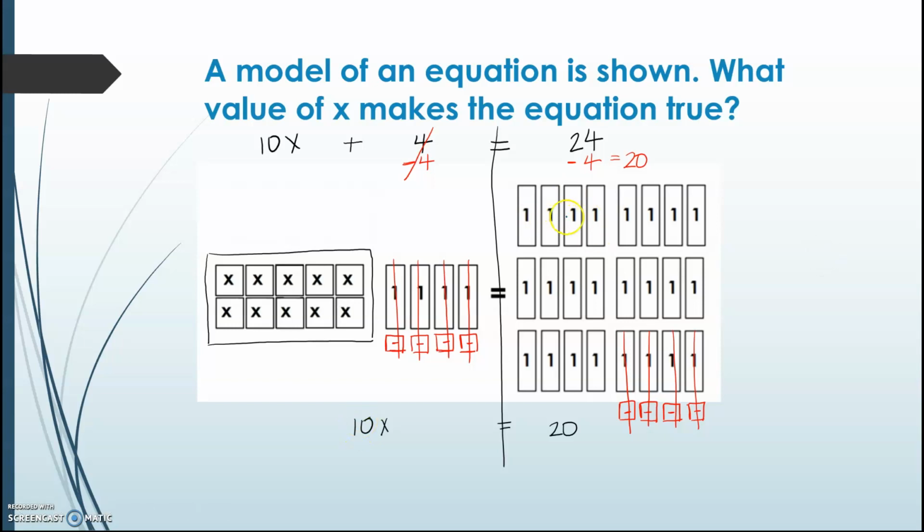So I have 1, 2, 3, 4, 5, 6, 7, 8, 9, 10. So that was 1 time. 1, 2, 3, 4, 5, 6, 7, 8, 9, 10. That was 2 times. So basically, I put 1 in each x, and then I put another in each x. So I put 2 into each x.